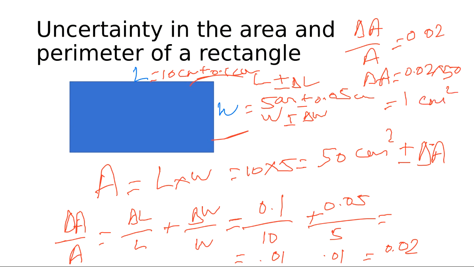If you want to write the area with the right uncertainty, the way you write that is, let me use a different color for the final answer. You will say 50 plus or minus 1, and of course that's in centimeters squared. So that's the way you figure out the uncertainty in the case of the area. Now let me erase this and show you how to figure out the uncertainty for the perimeter.